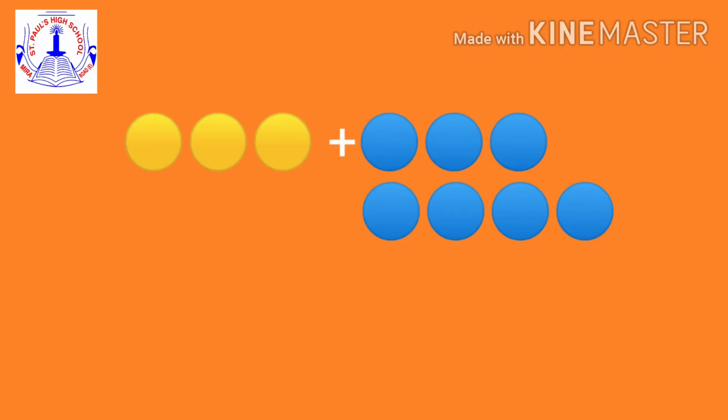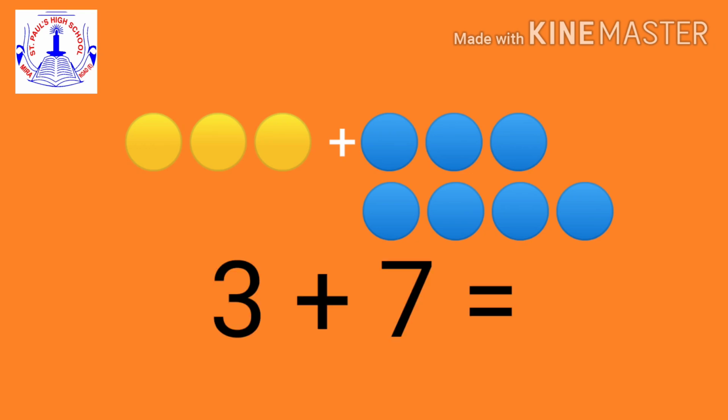You can see 3 yellow balls. And how many blue balls can you see? Let's count. 1, 2, 3, 4, 5, 6, 7. So students, 3 plus 7 gives you how much? So 3 plus 7 is equal to dash. You need to write the answer in the box. Okay students?